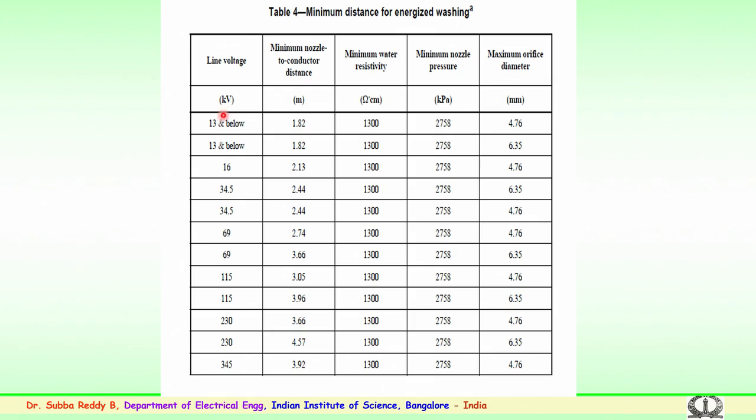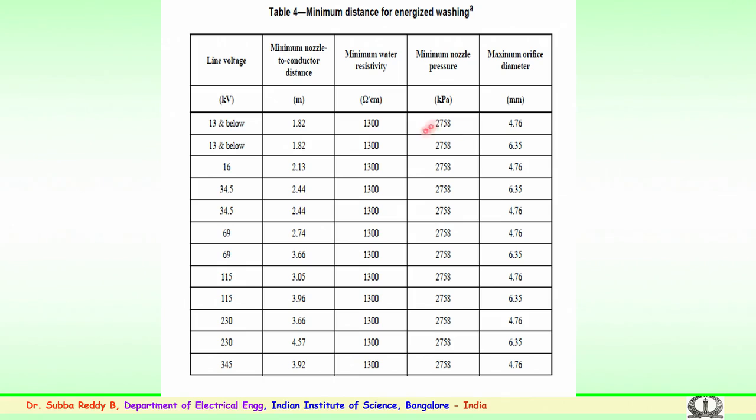So, the voltage levels are here. For 13 kV and below, the minimum nozzle distance is 1.82 meters. Minimum water resistivity to be employed is 1300 ohm centimeter. Minimum nozzle pressure is 2758 kilopascals, and maximum orifice diameter of the nozzle is 4.7 millimeters.